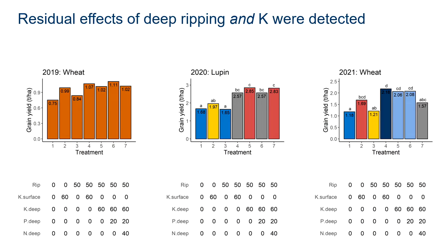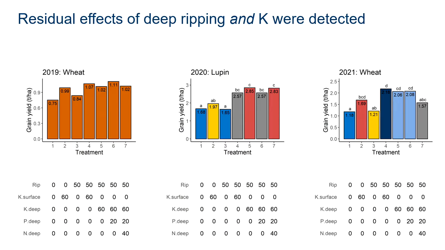But in 2020, we did see residual effects. So I'll step through, unpack the treatments a bit. If we look at the middle figure, treatment 1 is our untreated control. Treatment 2 had K on the surface only, so 60 kilos of K. Treatment 3 was deep ripping to 50 centimetres, and then treatments 4 through to 7 were combinations of deep ripping with K either on the surface, deep banded, or with other nutrients, but combinations of ripping and K.